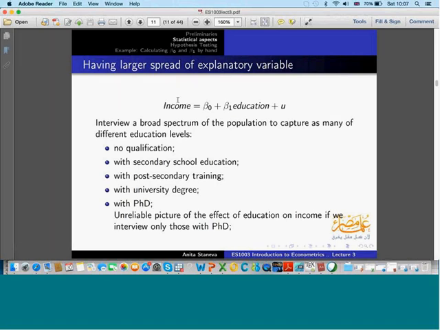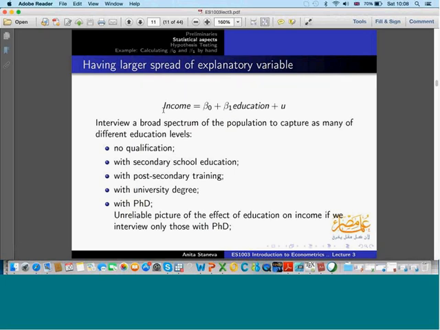So to understand the nature of this relationship, we want to go out and interview all types of people. People with no qualifications, people with secondary school education, people with some post-secondary vocational training, people with university degrees, and people with PhD degrees. In other words, we want to interview a broad spectrum of the population in order to capture as many of these different education levels as possible. Or in statistical jargon, this means that we want X to have a high variance.